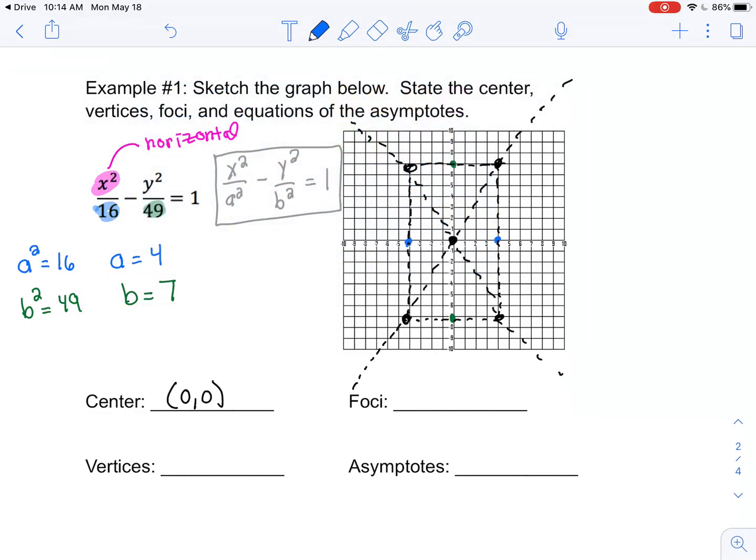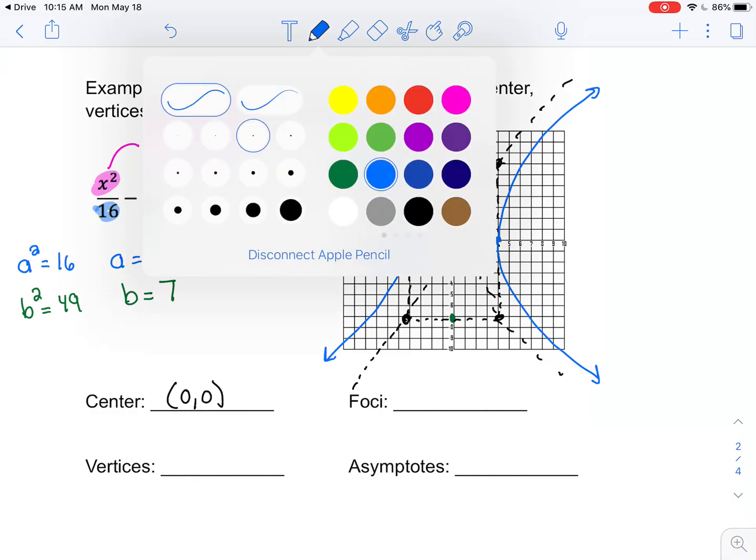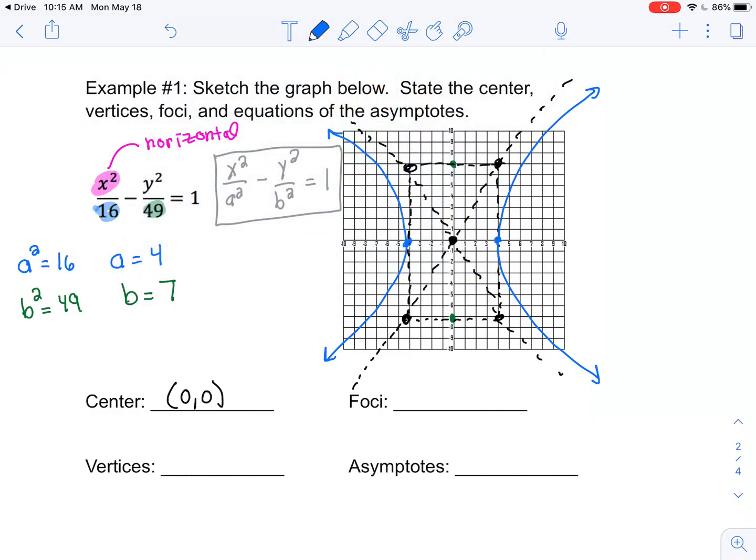So I'm going to start at my vertices. I know I'm horizontal, so now I start at the vertices and I use the asymptotes to help guide my curve. I'm not going to cross the asymptotes, but I'm going to approach them. So there is my hyperbola. It's horizontal. It has a center at 0, 0. My vertices come from the distance from the center to my vertices. So I want a distance of 4. So my vertices are at plus or minus 4, 0.